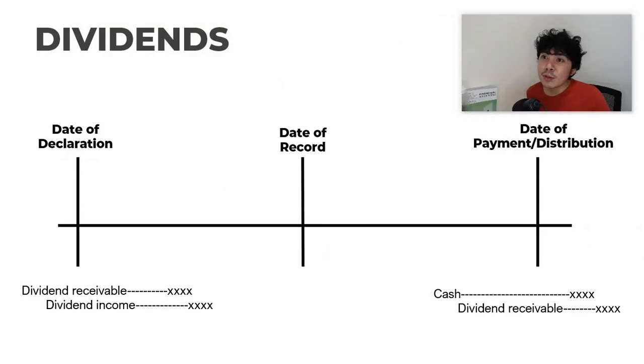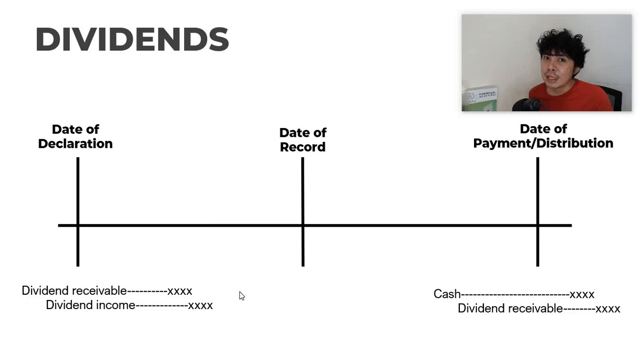So, again, di ba meron tayong tatlong dates when it comes to dividends? Date of declaration, date of record, tsaka date of payment or date of distribution. So, alam naman natin, tayo ay nagre-record ng dividend income kapag date of declaration. And since hindi pa naman tayo nakaka-receive ng cash doon, kaya nire-record muna natin siya as dividend receivable. Kasi, we recognize dividend income when we already have the right to receive the dividend. And kailan nangyayari yung right to receive the dividend? Siyempre, that is on the date of declaration.